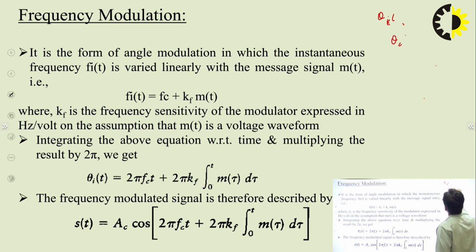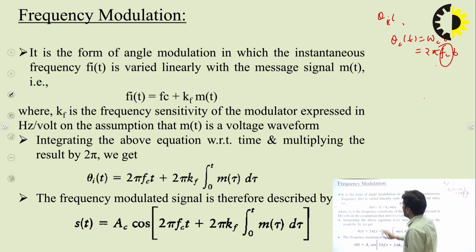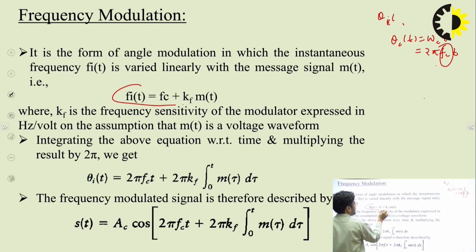So theta c(t) is equal to omega c t, or we can write 2 pi fc t. Here we want to change or vary the frequency of the carrier signal. So the instantaneous value of the carrier signal is changed by using this equation. This is fi(t), where fi(t) is the instantaneous frequency of the carrier signal. Here it is fc plus kf m(t).